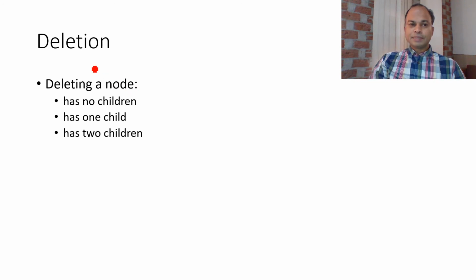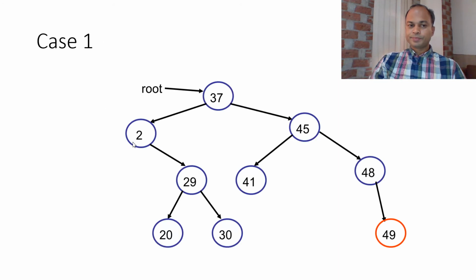If we talk about the next operation, this is called deletion. Deletion is possible through 3 ways. I mean, we want to delete a node. That node has no child, that node has one child, or that node has 2 children. Initially, we are presenting the case where we want to delete a node that has no child.